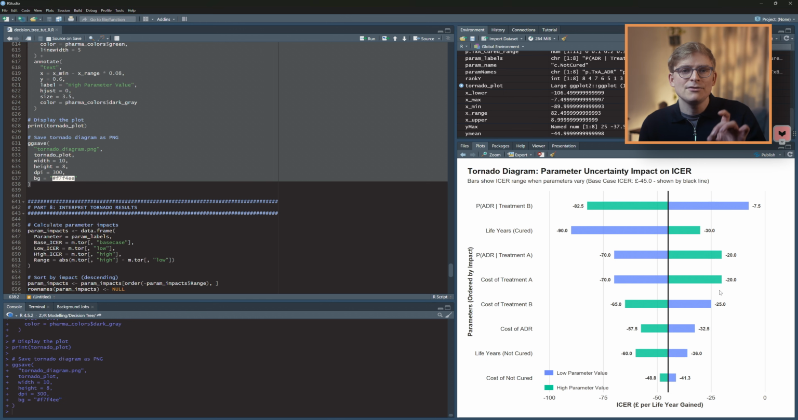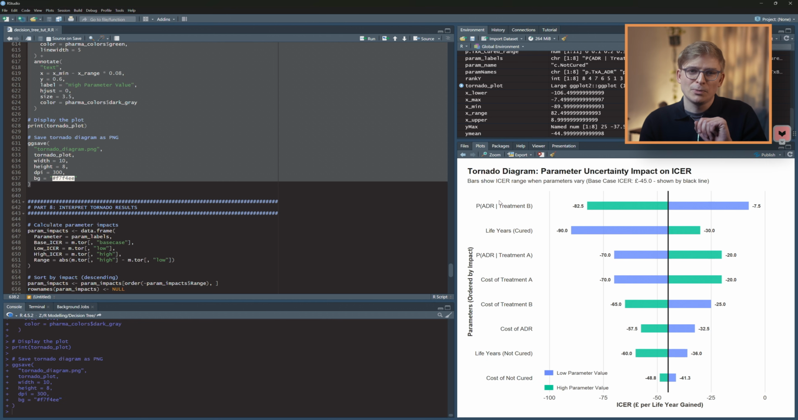Notice how the bars extend from the base case line in both directions. Some parameters, when increased, make the ICER more negative, so in other words, better for treatment A. Others make it less negative, and it could even flip into a positive number. The beauty of this visualization is that it immediately tells you where to focus your research efforts. If the probability of an adverse reaction for treatment B has the biggest impact, that's where you need better data. How sure are you that your ADR of 30% is accurate? Because if it's not, you've seen that it has the potential to shift your results by a lot.